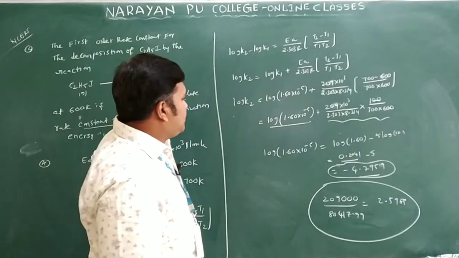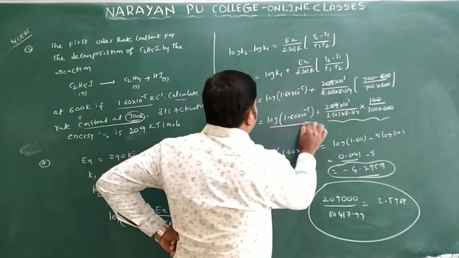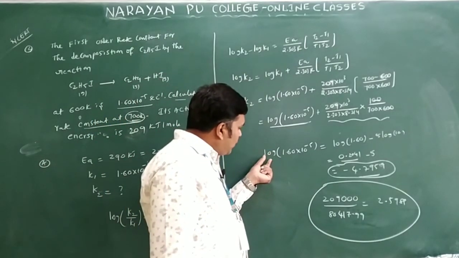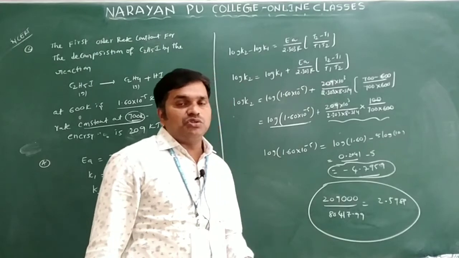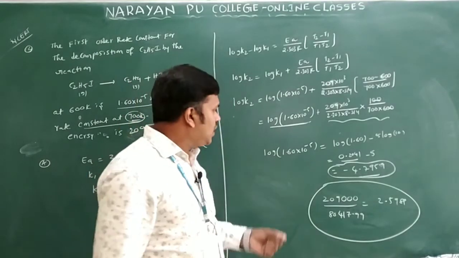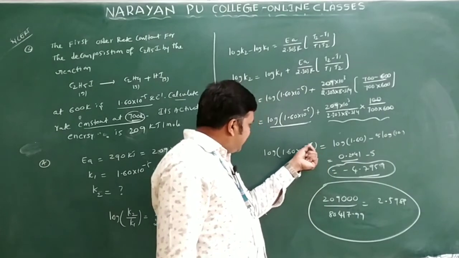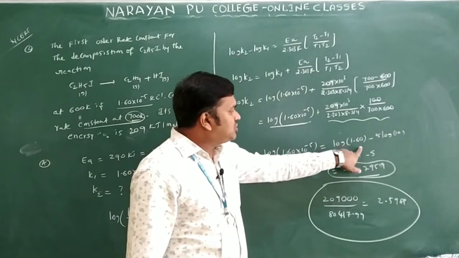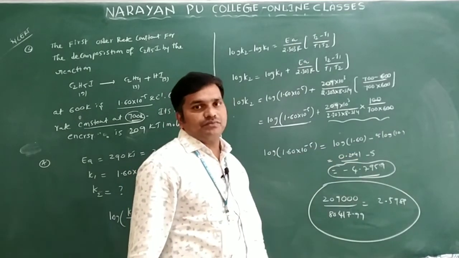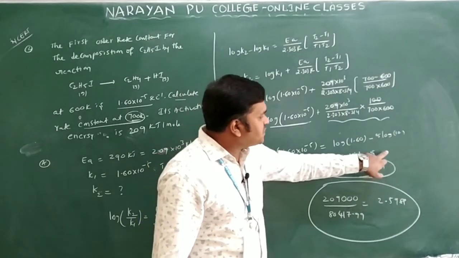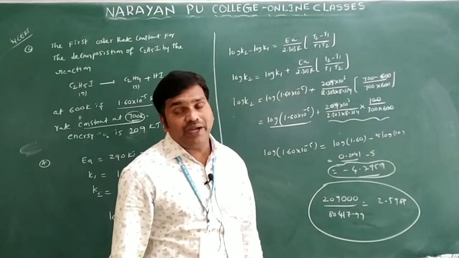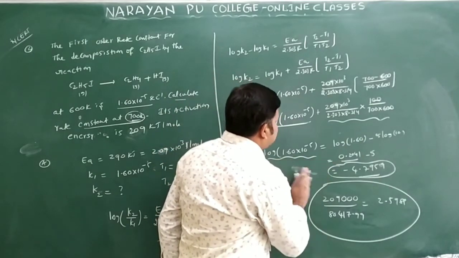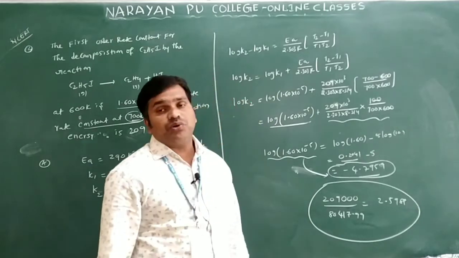Now first of all, if you want to find out log K2, you can find out log 1.60 into 10 power minus 5 value. So log 1.60 into 10 power minus 5 is log A plus log B, log 1.60 minus 5 into log 10. Log 1.60 value we have is 0.2041. 0.2041 minus 5, how much did you get? Minus 4.7959. This is the log 1.60 into 10 power minus 5 value.